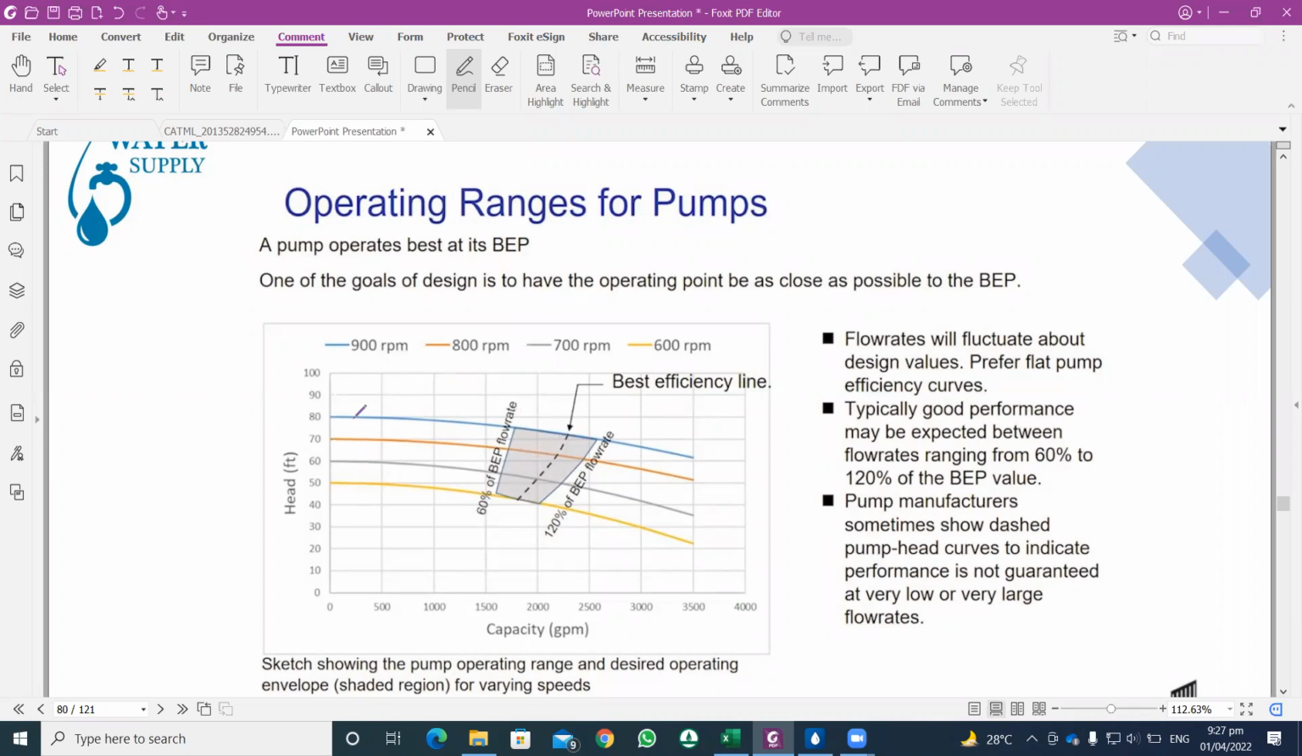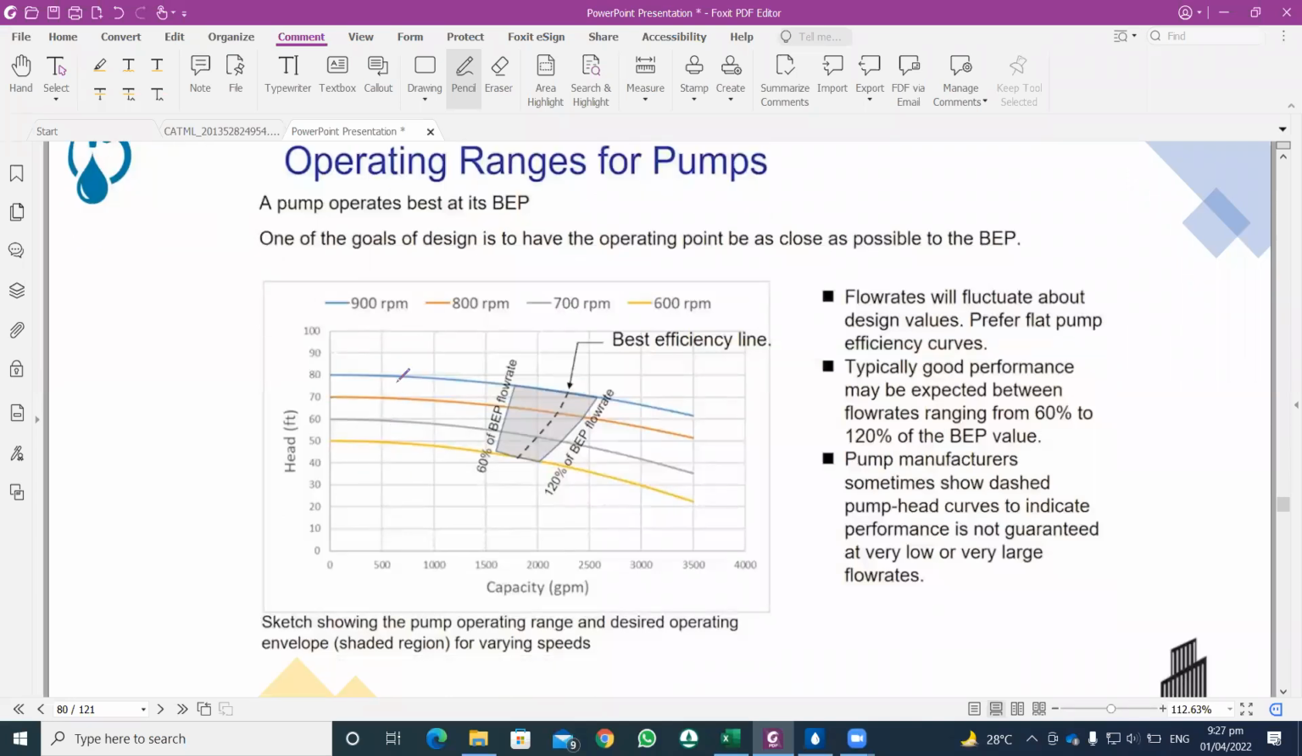So these are basically different speeds of a pump. It is basically a single pump, but it is a variable speed pump which operates at different speeds. Therefore different colors of pump curves are shown for different speeds. So flow rates will fluctuate about design values. Prefer a flat pump efficiency curve. Mostly, when the curve is more flat, it will provide a better efficiency for the pump to provide the head and flow to the water supply network.